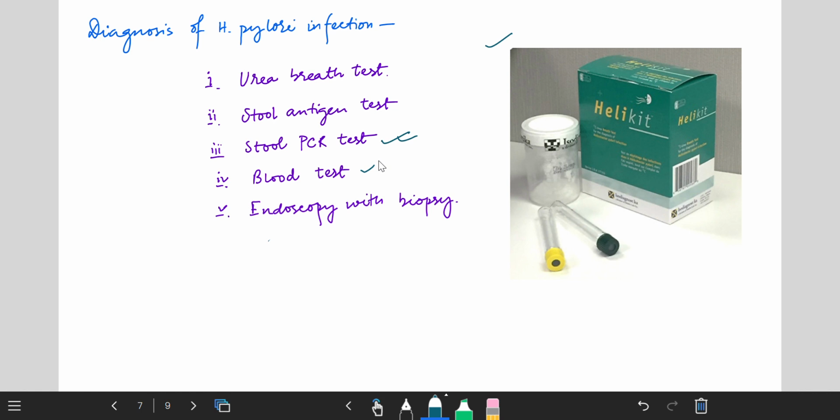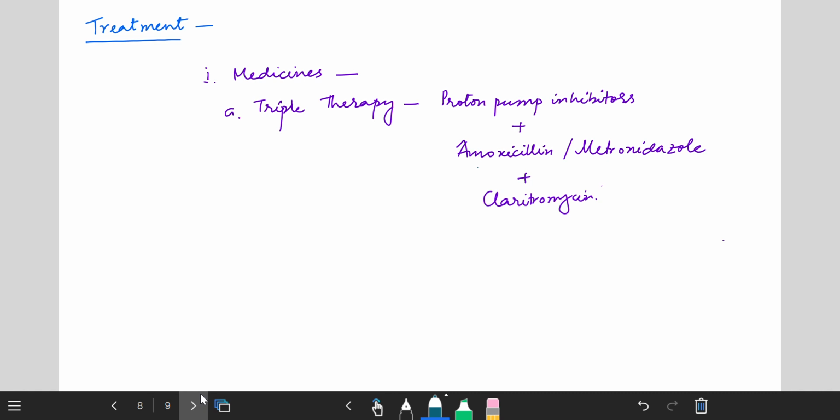In this test, a sample of your blood is tested for the presence of antibodies created against H. pylori bacteria. And the fifth one, which is a standard diagnostic procedure, is endoscopy with biopsy for the histopathological examination of the gastric mucosal lining, and this test is known as EGD. EGD stands for esophagogastroduodenoscopy. Clear?